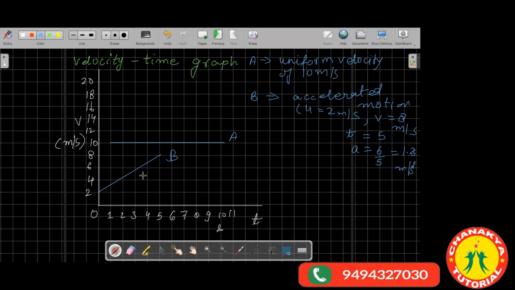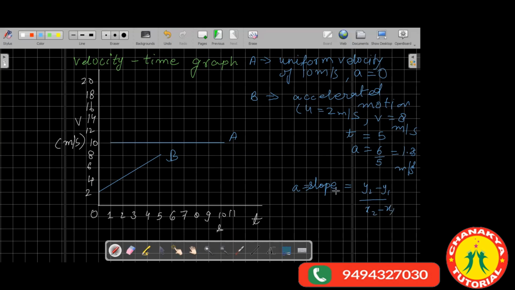So you got the acceleration from graph B. For graph A, it's moving with uniform velocity, so I can say the acceleration will be 0. To find out the acceleration, if I find the slope of the graph, the slope of the graph will give the acceleration. So slope is given by (y2 minus y1) over (x2 minus x1).